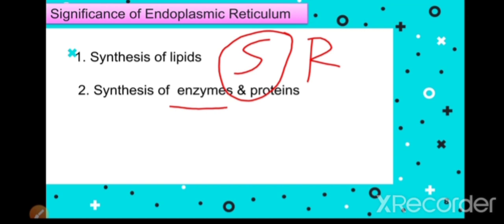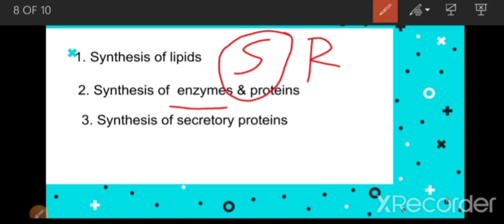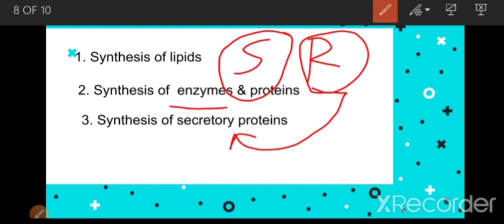The third important function of the endoplasmic reticulum is it synthesizes the secretory protein. Here the question arises, what is meant by the secretory protein? So remember, again proteins means somehow somewhere is correlated with the rough endoplasmic reticulum. Is it clear? So rough endoplasmic reticulum involves in the formation of the secretory proteins. This rough endoplasmic reticulum involves in the synthesis of the secretory protein.